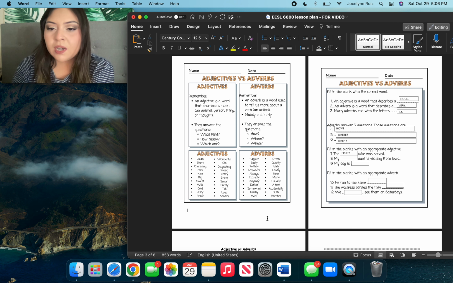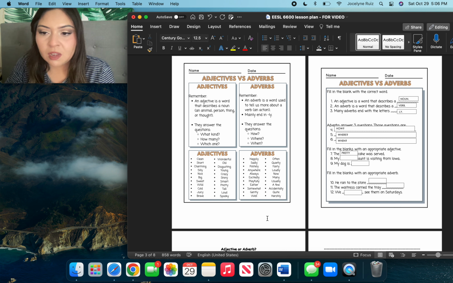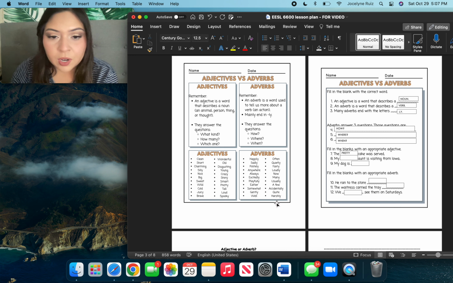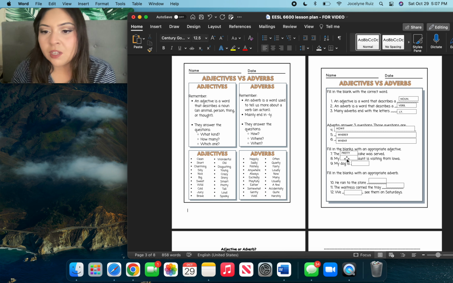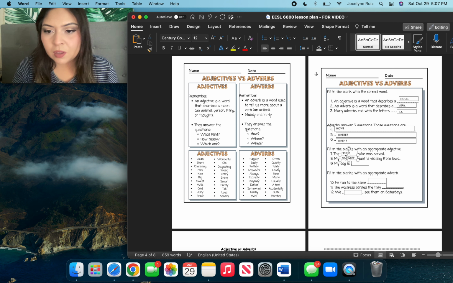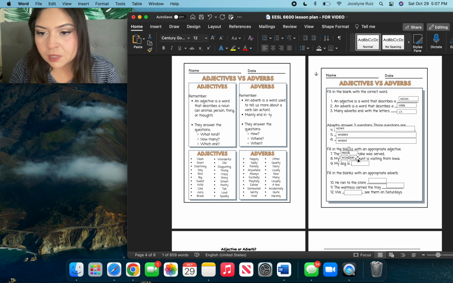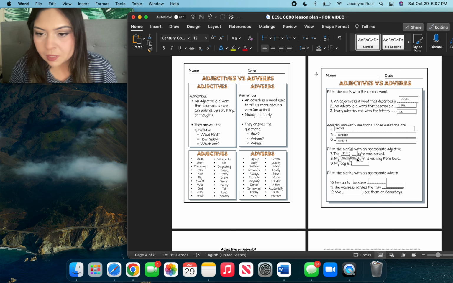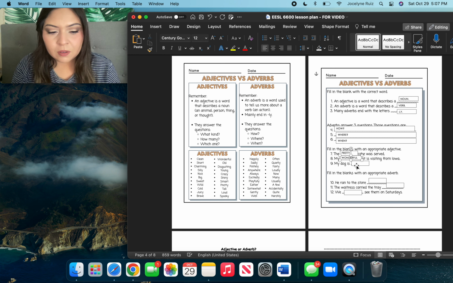And for number 8, my blank aunt is visiting from Iowa. So if we are using an adjective to describe an aunt, we can put pretty as we used for the cake, or we can put wonderful aunt. So if you want to describe your aunt in a positive way, we're going to put wonderful. Just give me a second. Wonderful. So it should be wonderful right here. Wonderful aunt.